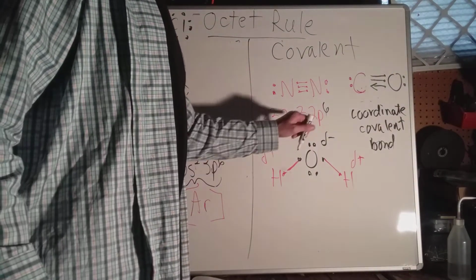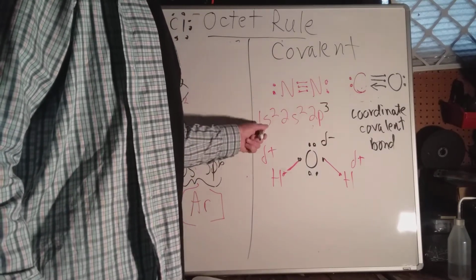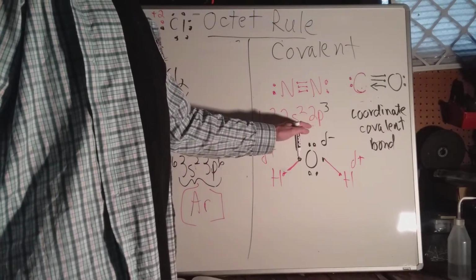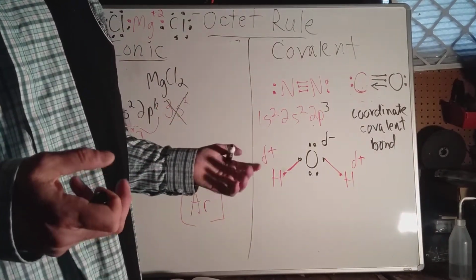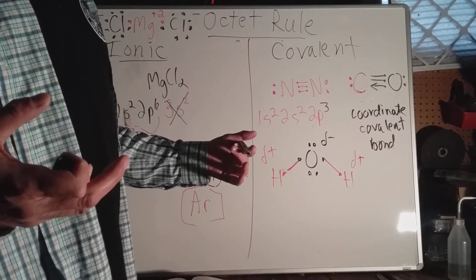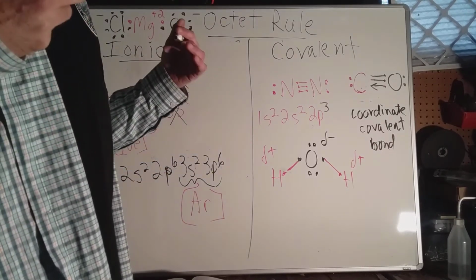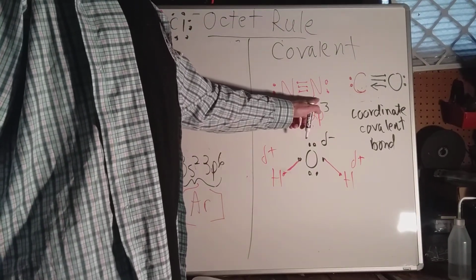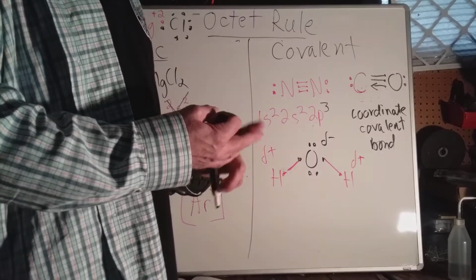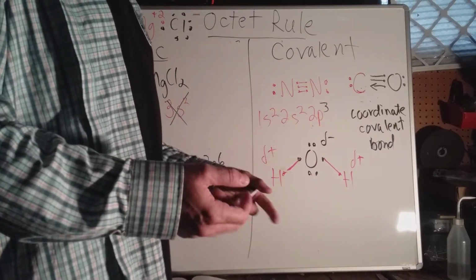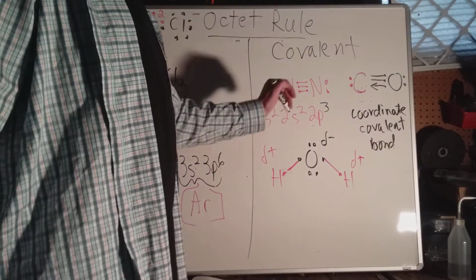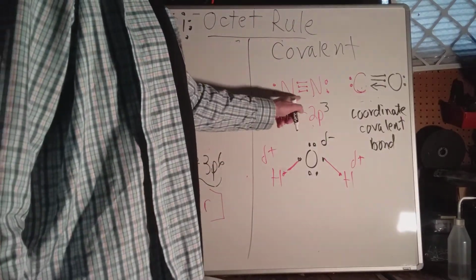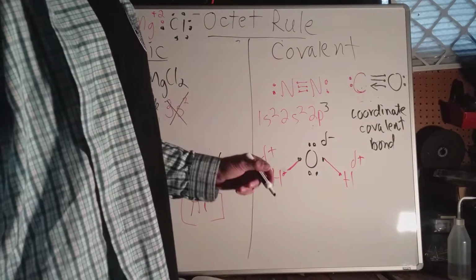So nitrogen starts off as 1s2, 2s2, 2p3. And so nitrogen, being in the same group with phosphorus and arsenic, needs 3 more covalent bonds. So what happens is, if nitrogen is going to occur in nature, it partners up. It's a diatomic element, much like oxygen, hydrogen, chlorine, fluorine, iodine, and bromine. So they do not occur unpaired in nature. They occur in pairs. In this case, they form triple bonds.